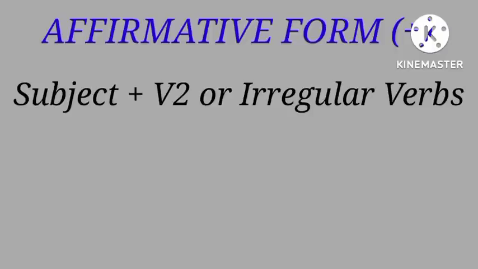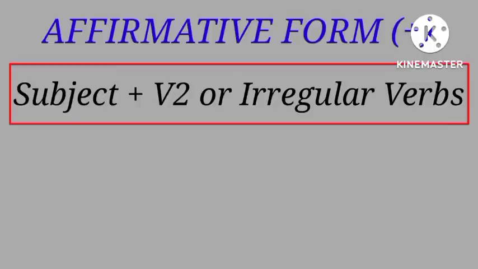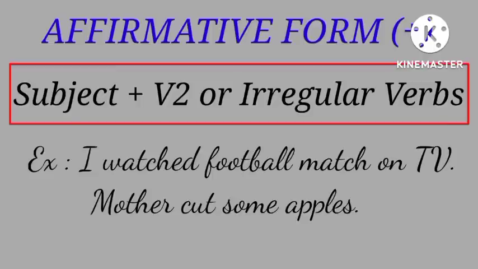Okay, now let's see the rules or the formula for affirmative form. Yang kita sebut juga dengan bentuk positif. The formula is subject plus verb 2 or irregular verbs. Example, I watched football match on TV. That one, watched is verb 2, plus ED at the back. And then mother cut some apples. Cut verb 1 and cut verb 2 remain the same, okay?